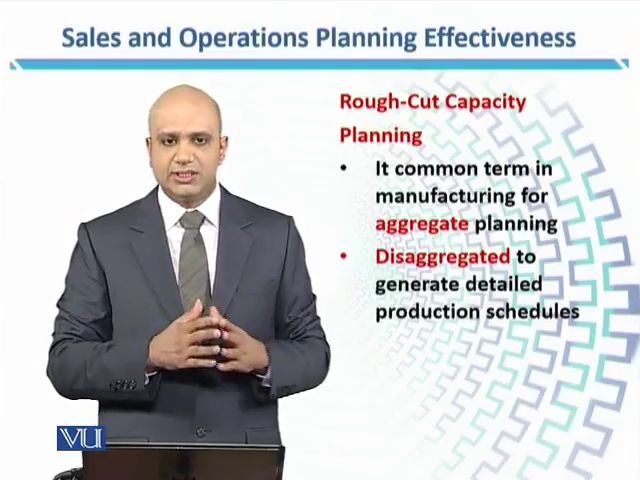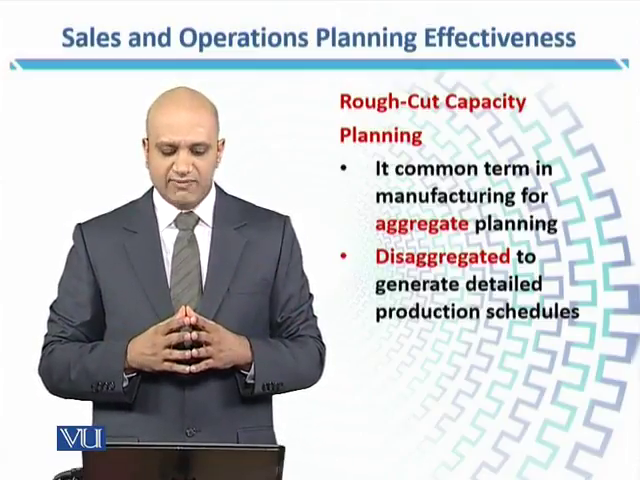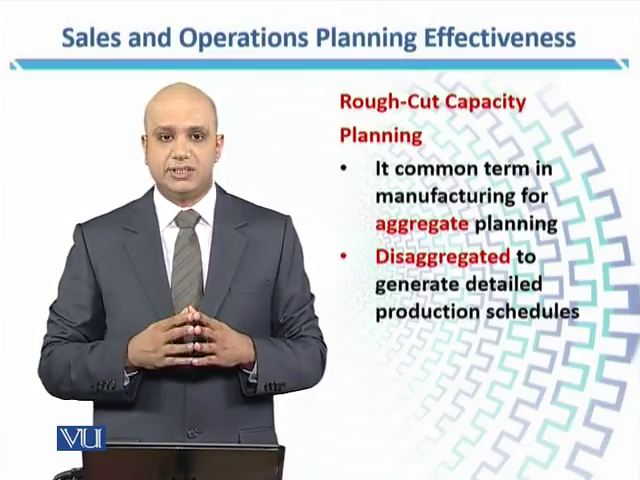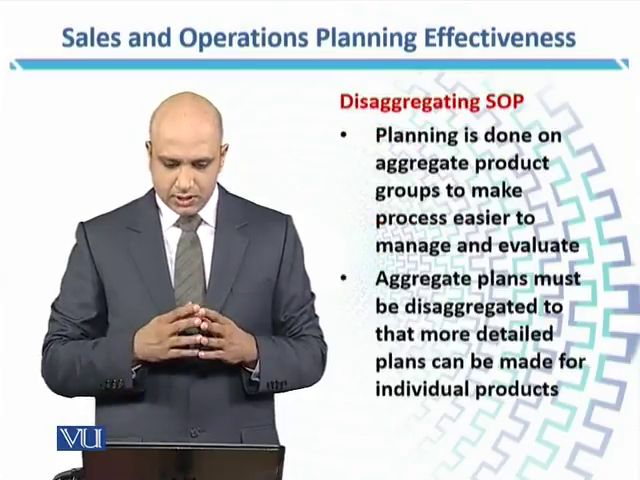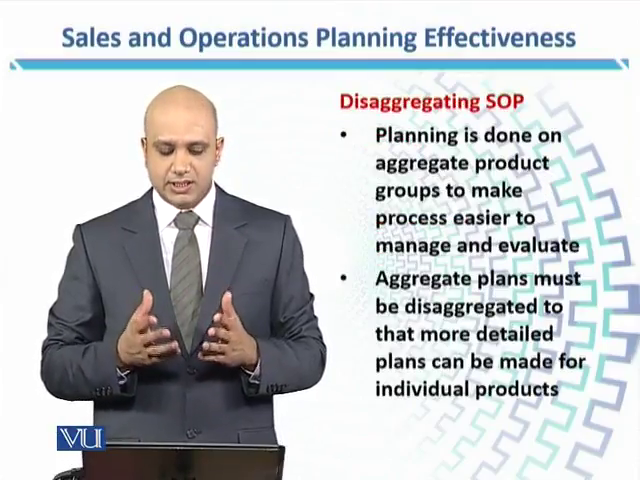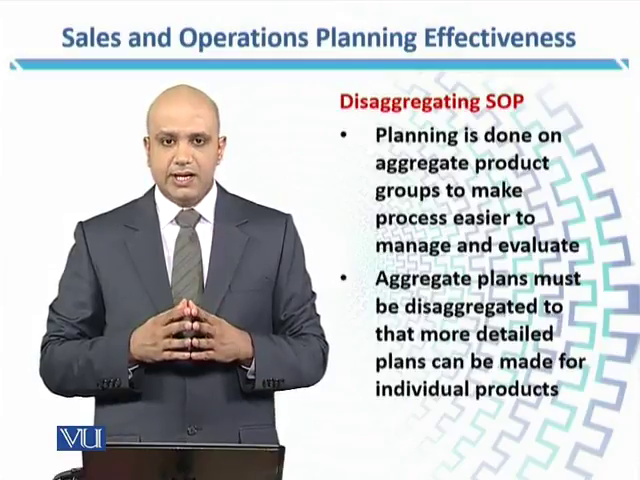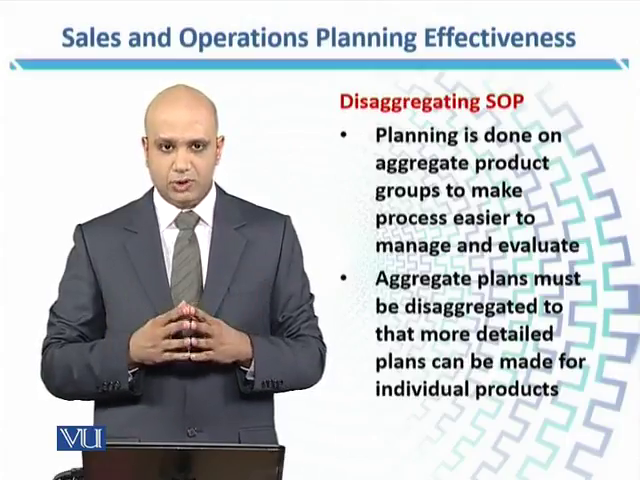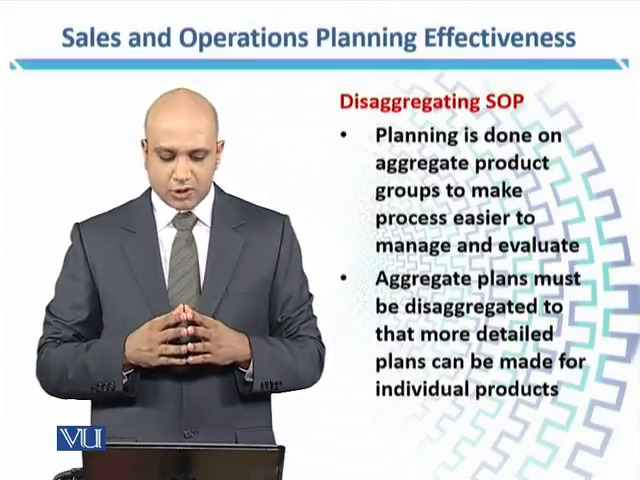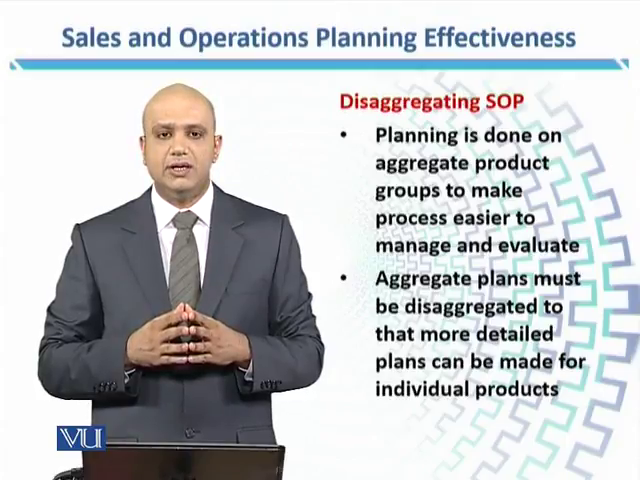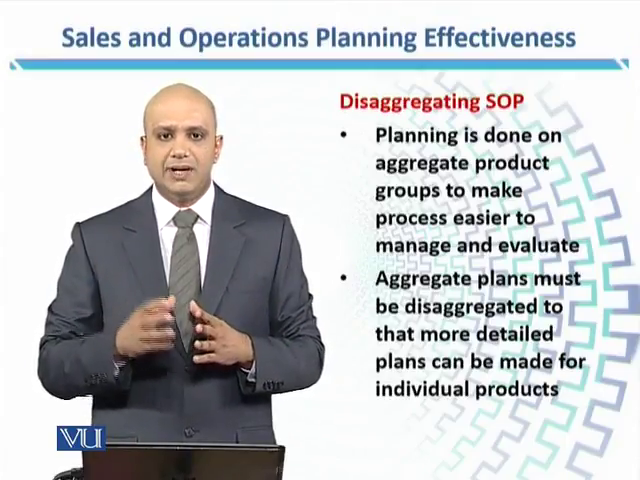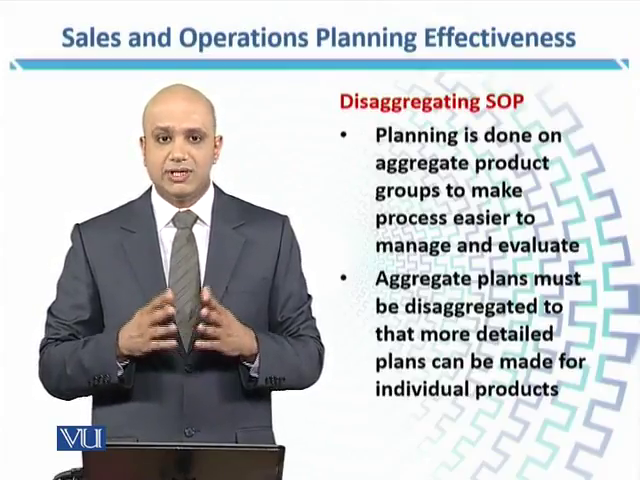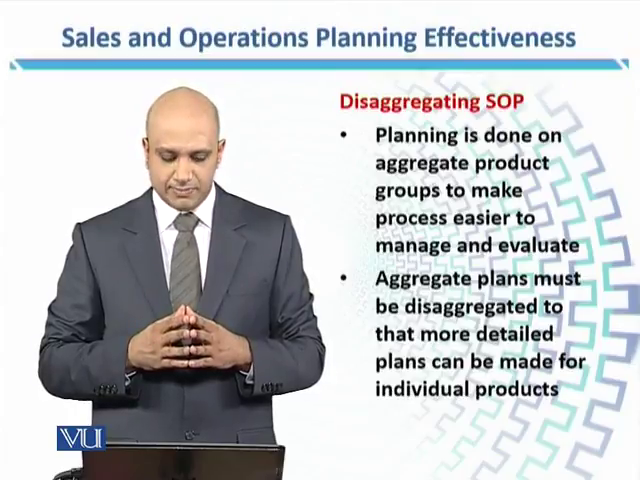You have the production schedule which is an aggregate, and you have a disaggregated schedule that has a detailed production schedule. Now, what is your detailed SOP, sales and operation planning? It is planning that is done on the aggregate product, the overall product which you have, to make the process easier to manage and evaluate. So you split the overall process into detailed production plans so that the process can be easily managed and evaluated.